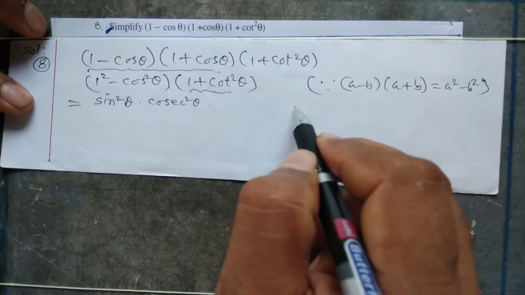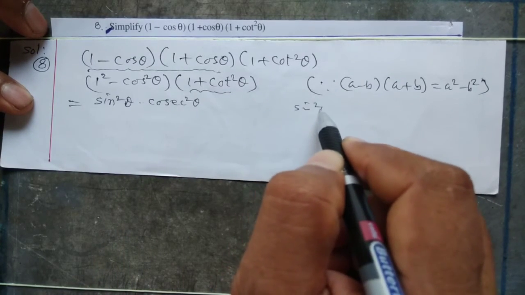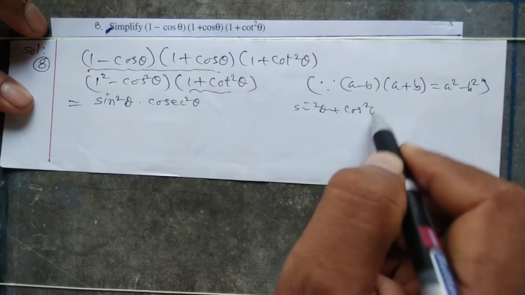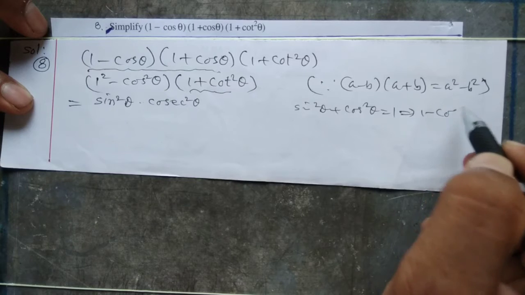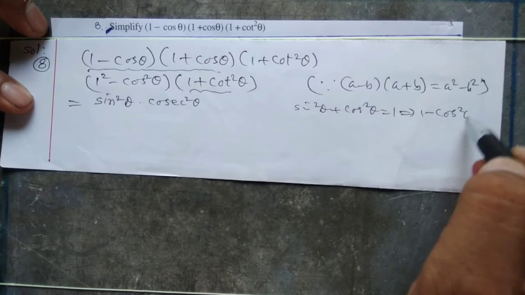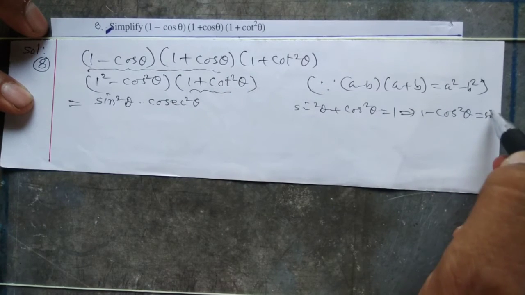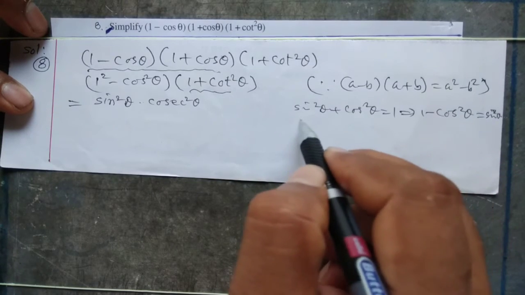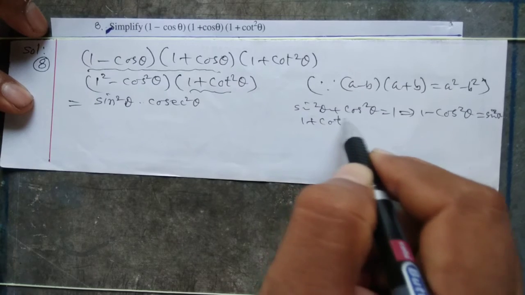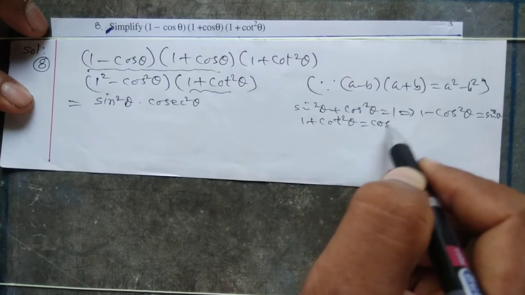We know sin square theta plus cos square theta is equal to 1. Then 1 minus cos square theta is equal to sin square theta, and 1 plus cot square theta is equal to cosec square theta.